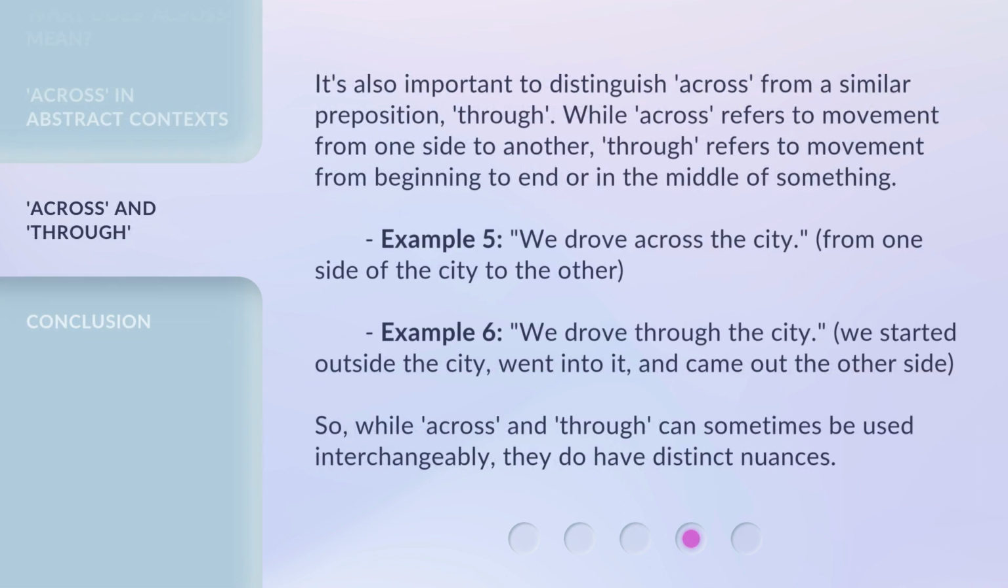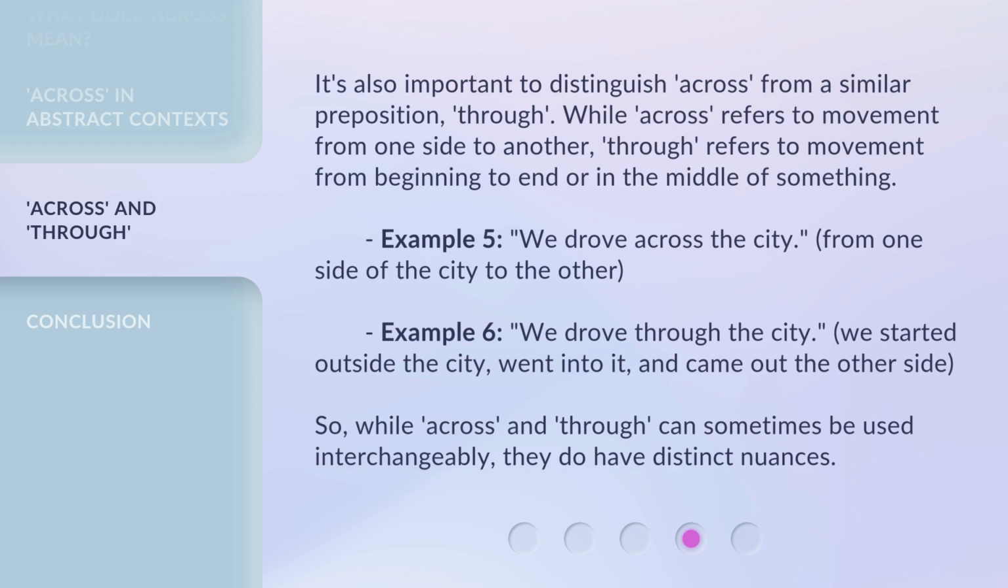It's also important to distinguish across from a similar preposition, through. While across refers to movement from one side to another, through refers to movement from beginning to end or in the middle of something. Example 5. We drove across the city. From one side of the city to the other.